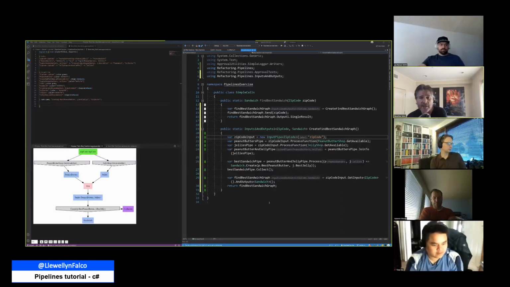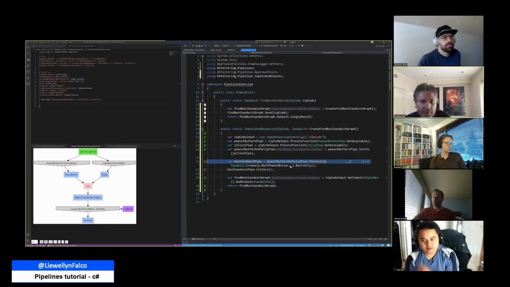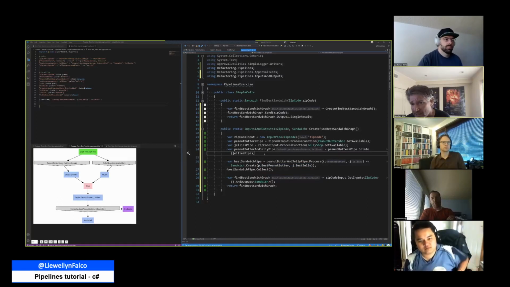So Tony was pointing out that the way this pipe goes, we get the peanut butters, we get the jellies, we join those together, and then we get the best peanut butter and the best jelly out of the peanut butters and jellies. But maybe the pipe should actually look different. Maybe from the peanut butters we should get the best peanut butter, and from the jellies we should get the best jelly, and then we should combine those.